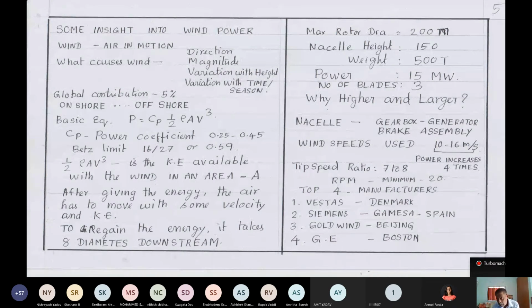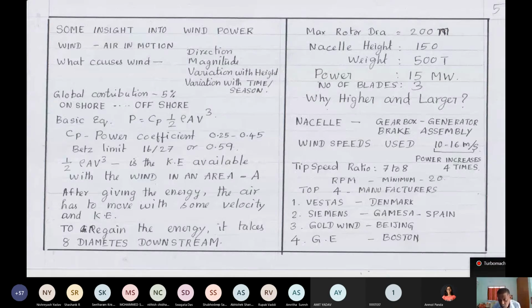The second one is Siemens Gamesa. It is in Spain. Now Siemens basically is from Germany, so this Gamesa must be in Spain, and they have merged. And all these companies will have manufacturing facilities not only in the headquarters, in many other places they will have. They are all global.